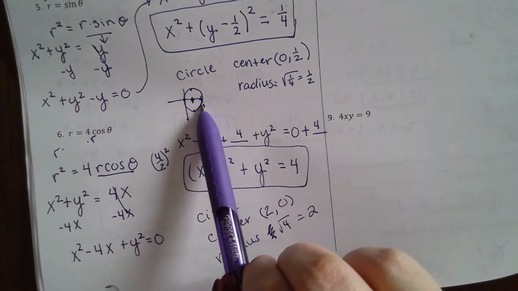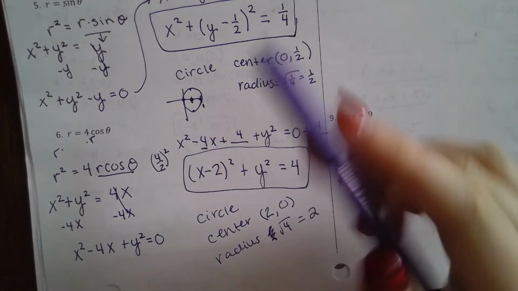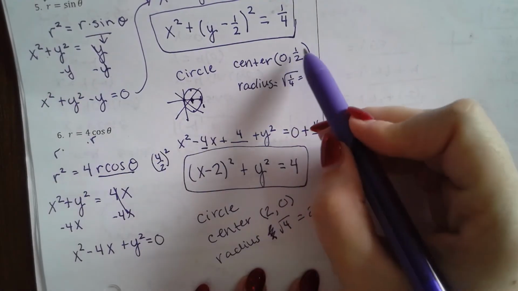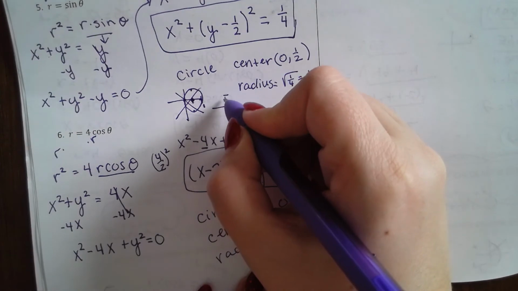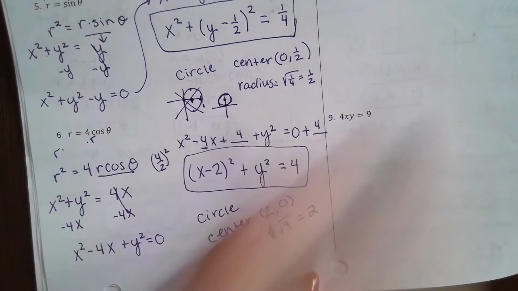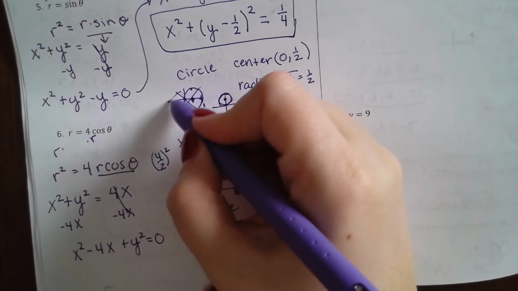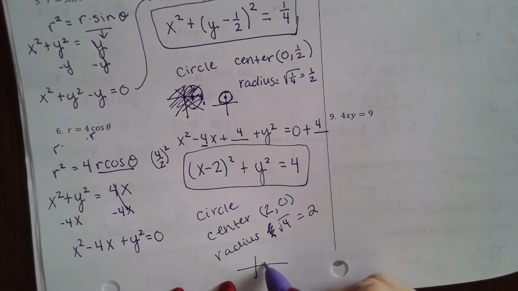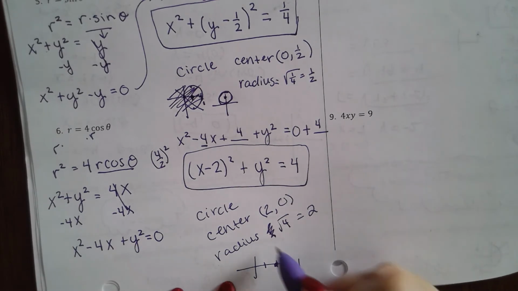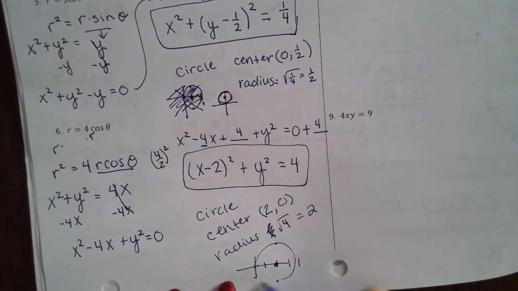I just realized I did this wrong. I don't know what I was thinking. 0 is up. So it would look more like this. Sorry, I don't know what I was thinking here. This one would be 2, 0, so we would go over 2. That would be the center. And then we've got to go 2 up, down, and around.